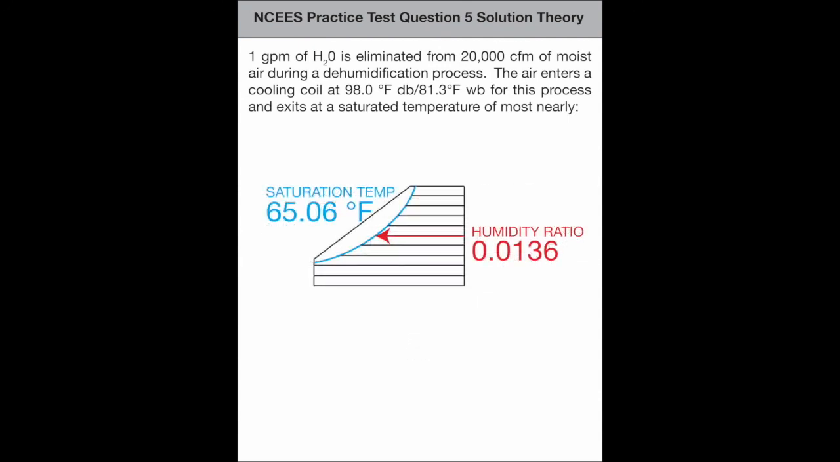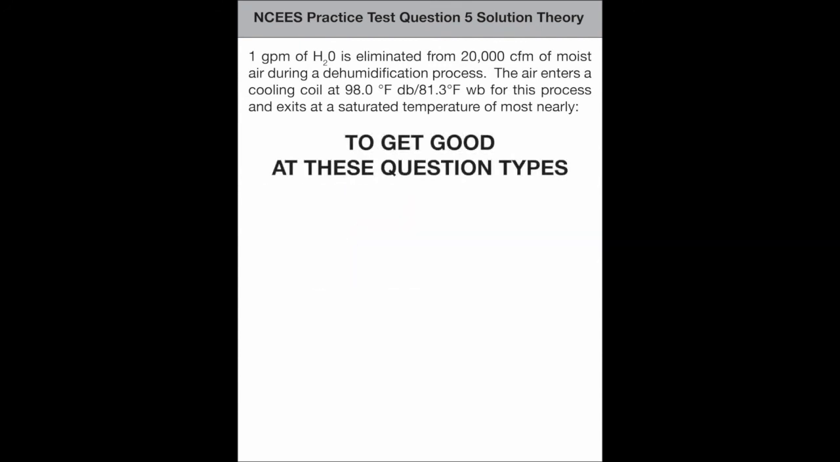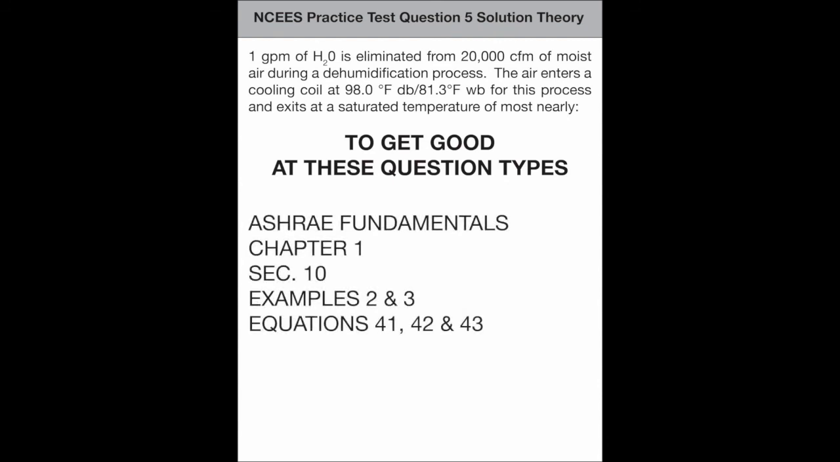On the psychrometric chart, connect the humidity ratio of 0.0136 to the saturation line to find an approximate saturation temperature of 65.06 degrees Fahrenheit. To get good at questions like these, you should study ASHRAE Fundamentals Chapter 1, especially Section 10, with examples 2 and 3 using equations 41, 42, and 43.